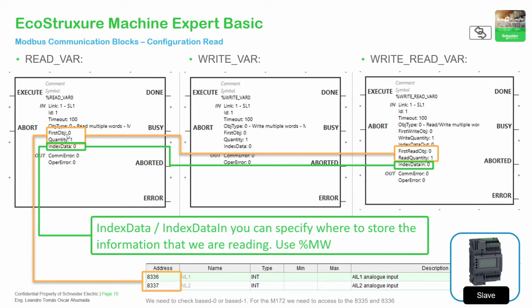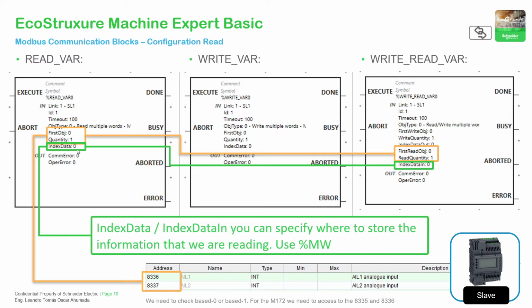The first object will be the address where you want to read information, and then you have the quantity. So from the initial address, how many registers do you want to read? That is the information that you need to configure.